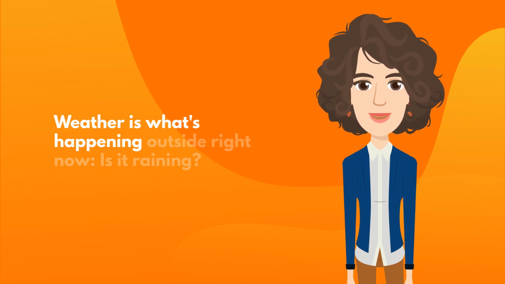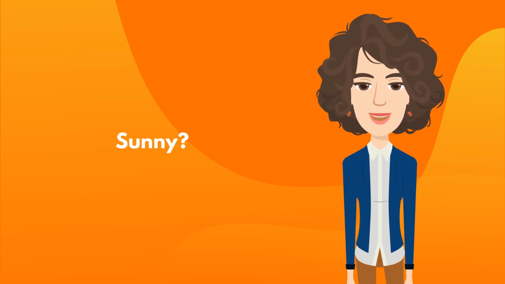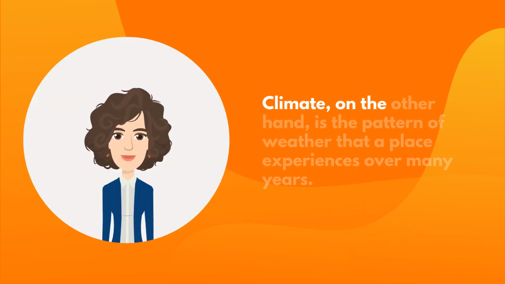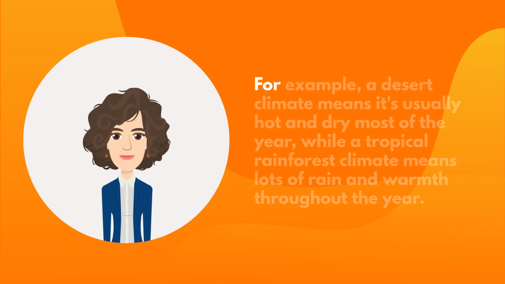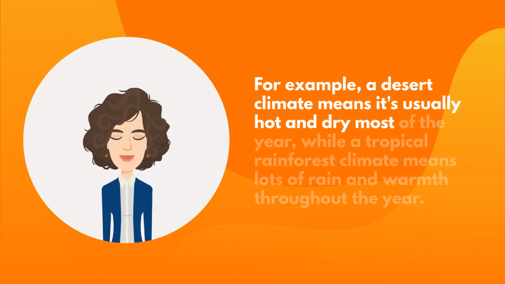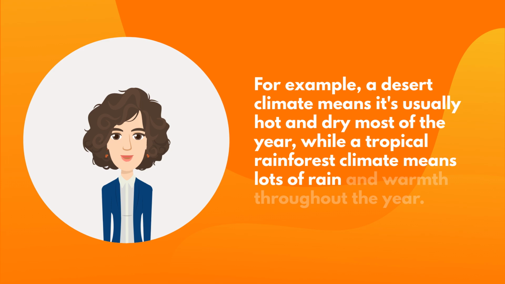Weather is what's happening outside right now. Is it raining? Sunny? Windy? Climate, on the other hand, is the pattern of weather that a place experiences over many years. For example, a desert climate means it's usually hot and dry most of the year, while a tropical rainforest climate means lots of rain and warmth throughout the year.